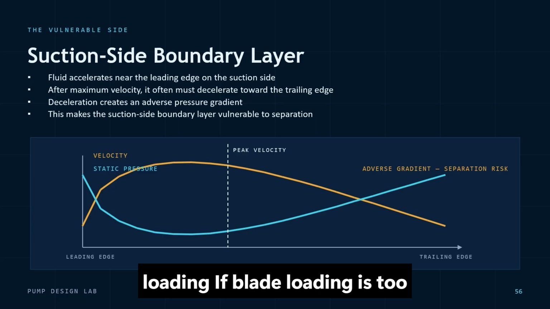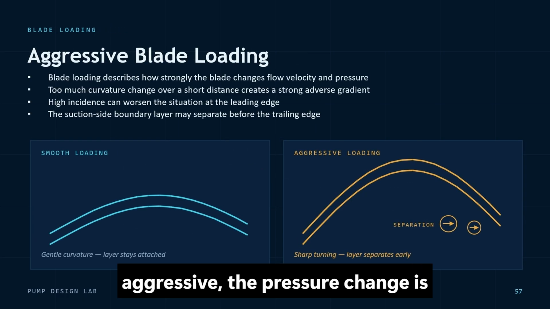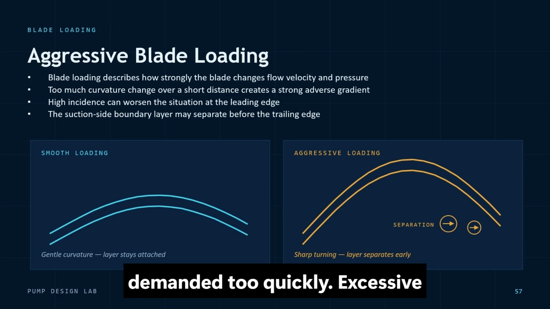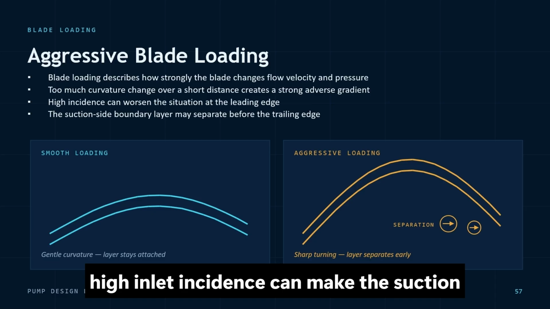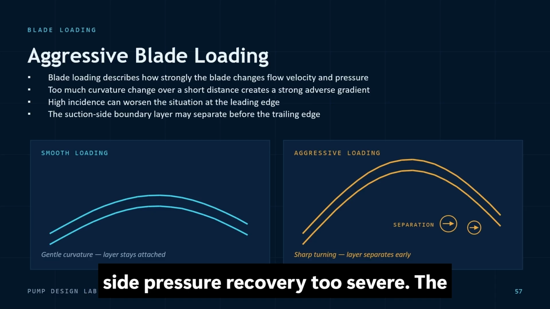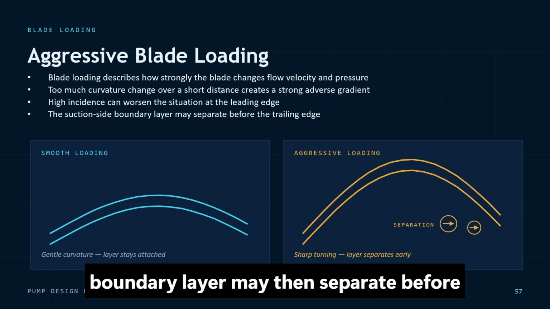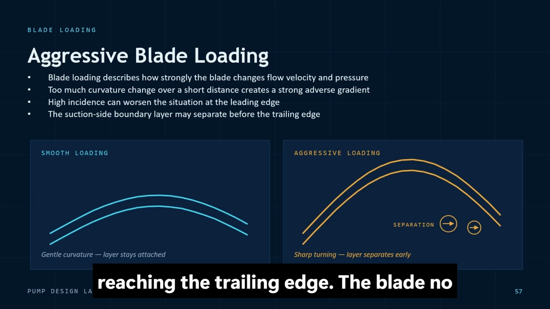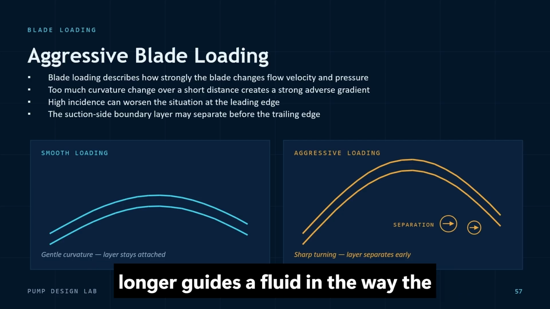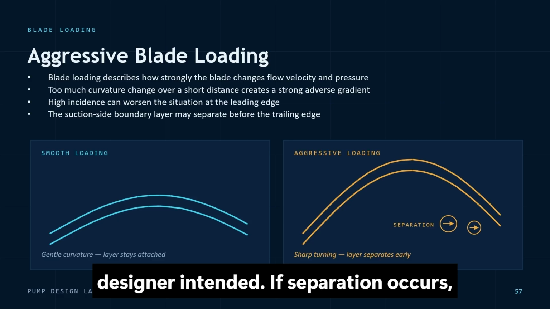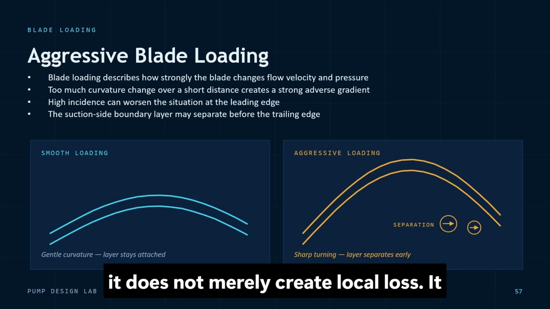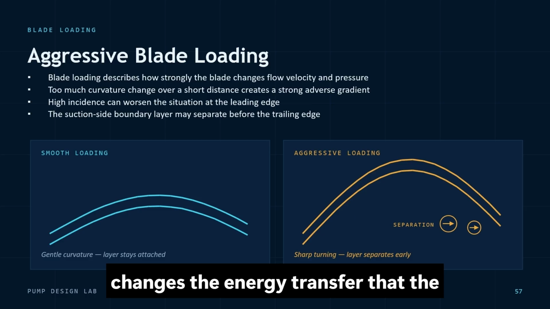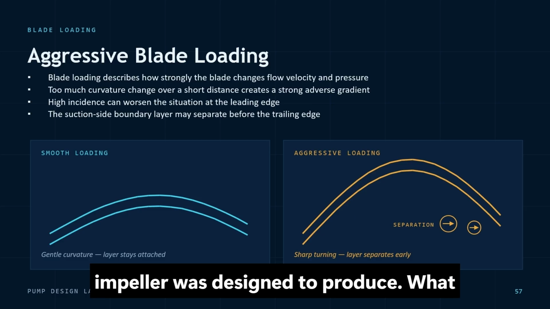Aggressive blade loading. If blade loading is too aggressive, the pressure change is demanded too quickly. Excessive curvature, rapid blade angle change, or high inlet incidence can make the suction side pressure recovery too severe. The boundary layer may then separate before reaching the trailing edge. The blade no longer guides the fluid in the way the designer intended. If separation occurs, it does not merely create local loss. It changes the energy transfer that the impeller was designed to produce.